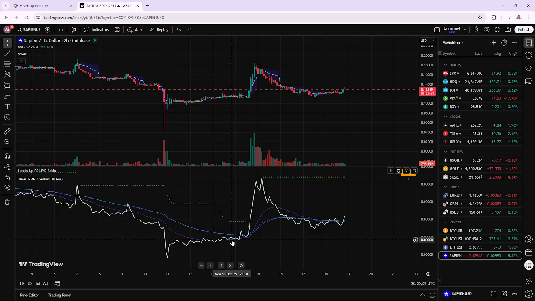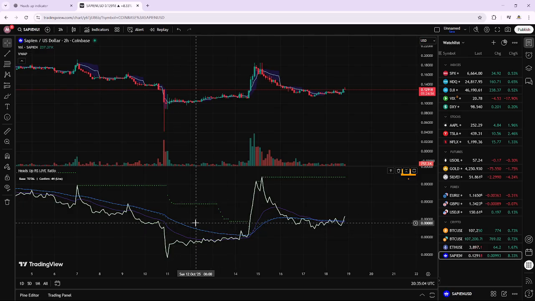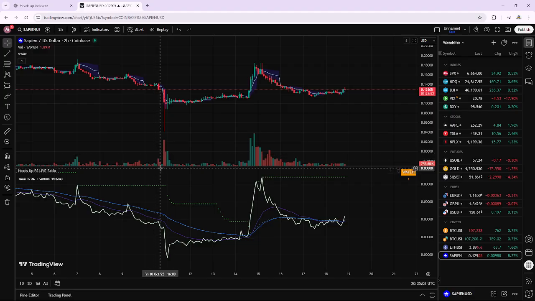It's really showing you the larger market context from whatever market you choose and the relative strength of your asset versus that market.